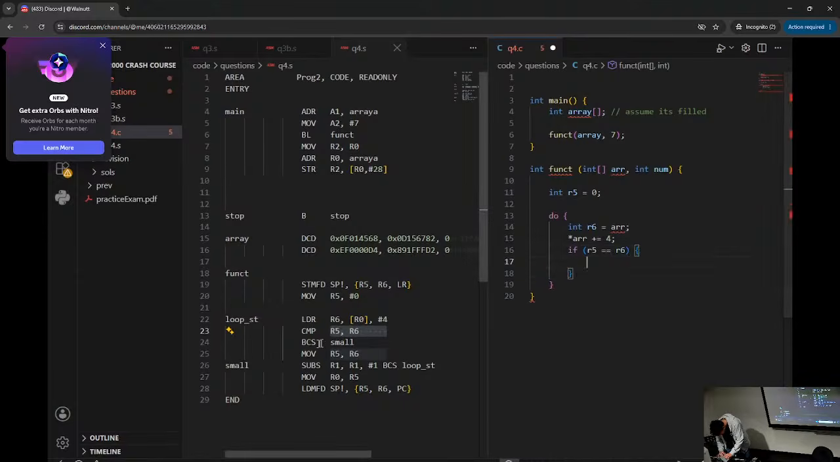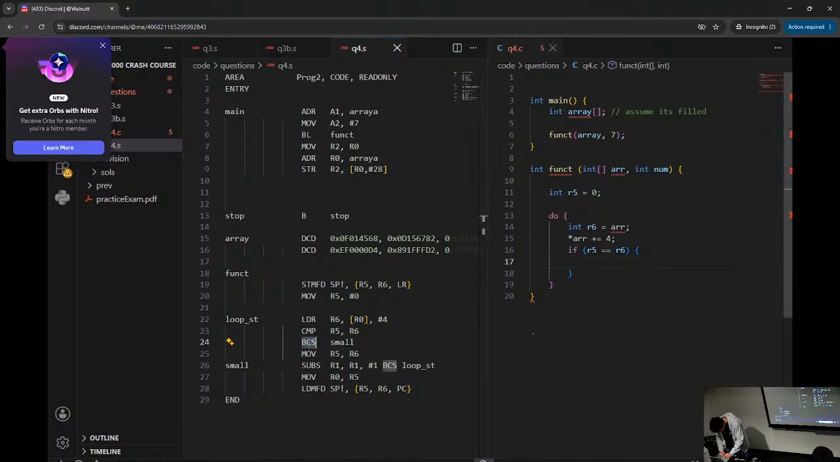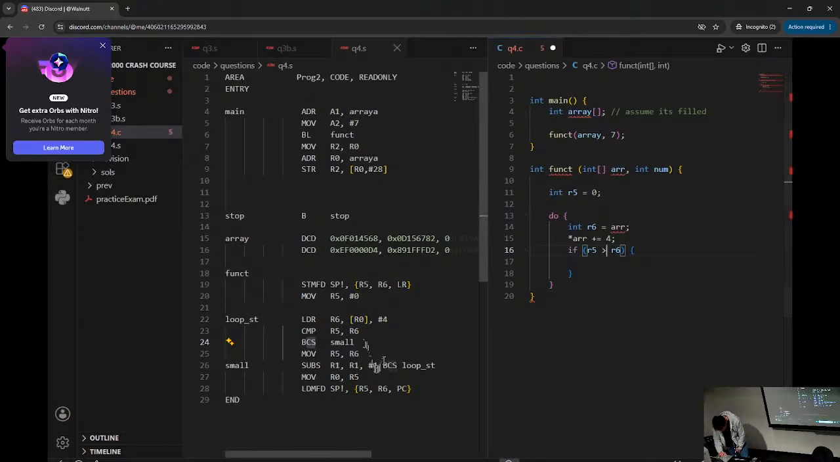And if it is, so BCS, so that means, well, from the top of my head, it is just checking if it's larger than. So that's an unsigned comparison. And if it is, then we branch to small. So what does small do? It subtracts.